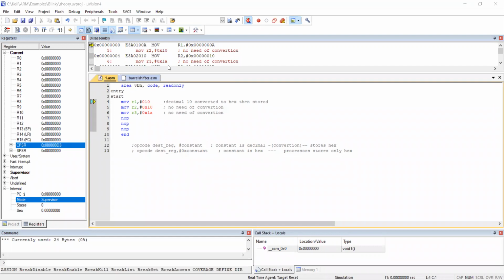The compiler itself converts, it's not our duty, but we should observe. So 10 is code for A. So the computer has converted. Has it executed? Not yet, because R1 value is still 0 only.